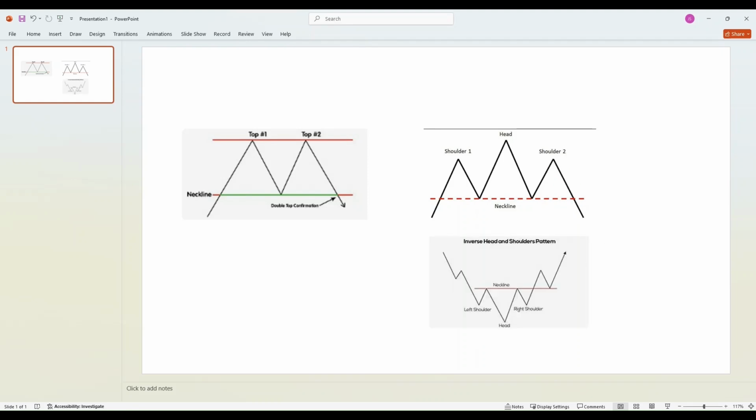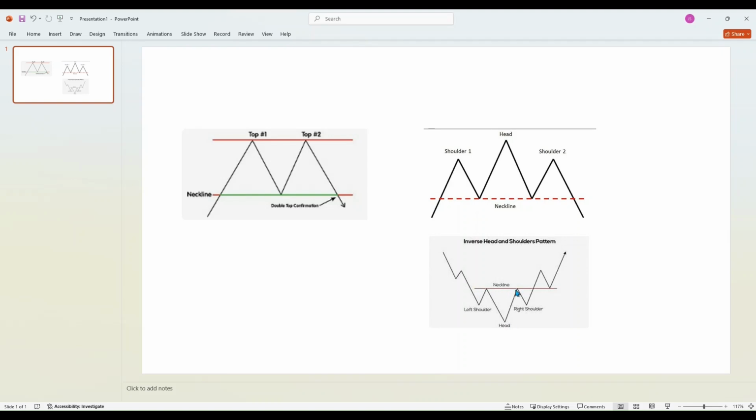The opposite of a head and shoulders is the inverted head and shoulders. Principles are the same, but this one appears at the end of a long downward trend. So it forms these three bottoms. This bottom is the lowest, which is the head. The left and the right are in such a manner that they are both shallower than the head.